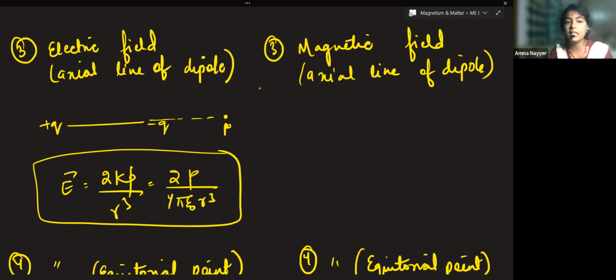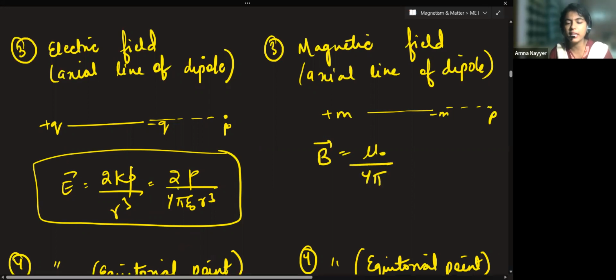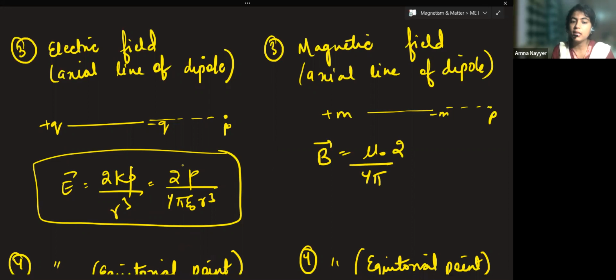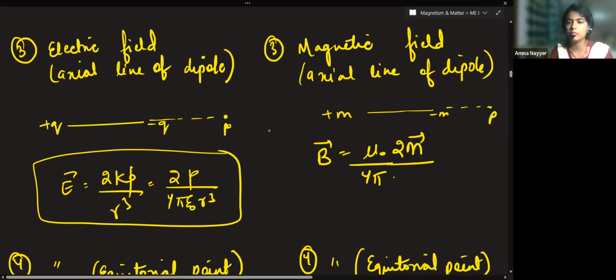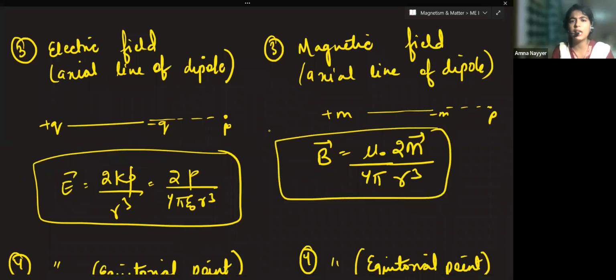For the axial line in case of magnetic, same thing. See, now you just have to replace certain things. Instead of K, which is 1 over 4 pi epsilon naught, for the magnetic field you write it as mu naught by 4 pi. Then 2 remains the same. Instead of electric dipole, you have the magnetic dipole divided by r cube. Fine. So remember, for electrostatics, convert it for magnetostatics. Remember it for one, you can convert it for another.